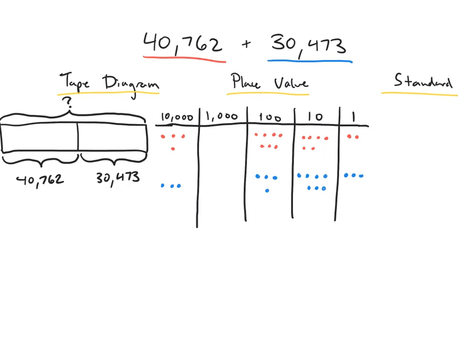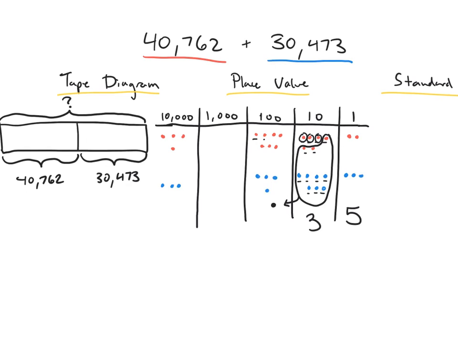So in my ones place, I have 2 ones plus 3 ones. That's going to be 5 ones total. In my tens place, I have 1, 2, 3, 4, 5, 6, 7, 8, 9, 10, 11, 12, 13 tens. So I need to do a little bit of regrouping here. I'm going to take 10 of these tens, and I'm going to regroup it and exchange it for 1 hundred. So there's my new 100 right there. And that leaves me with 1, 2, 3 tens. That's what I get as my total for tens now.